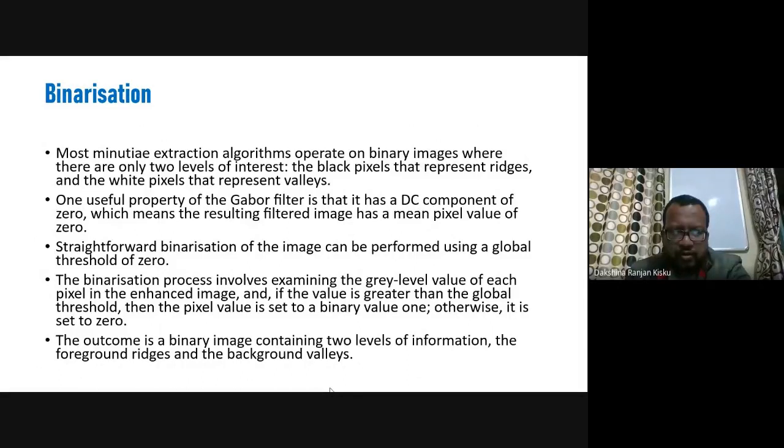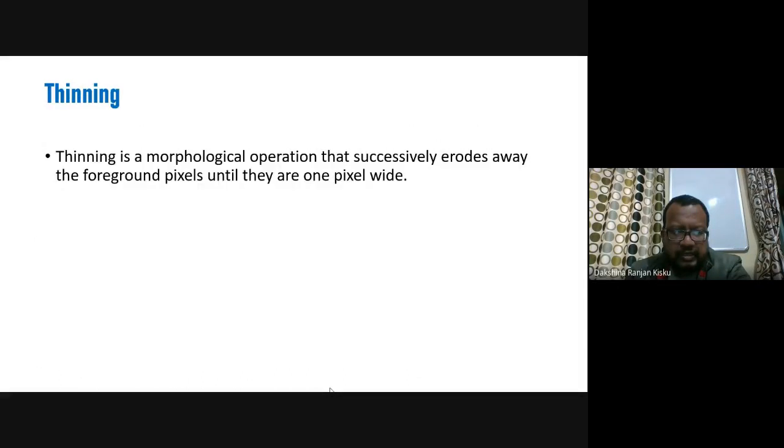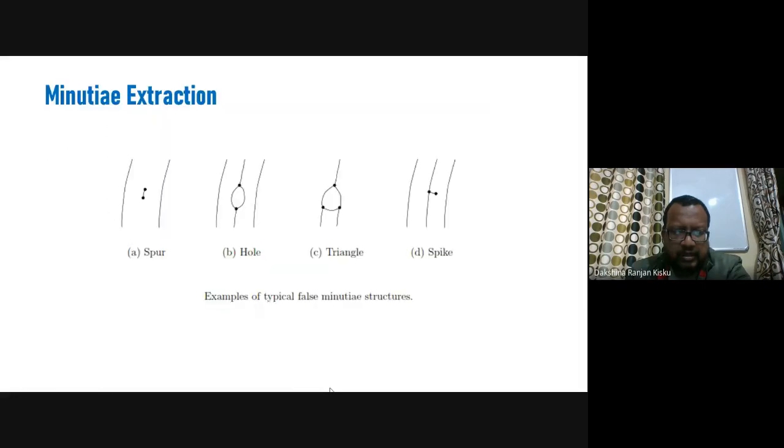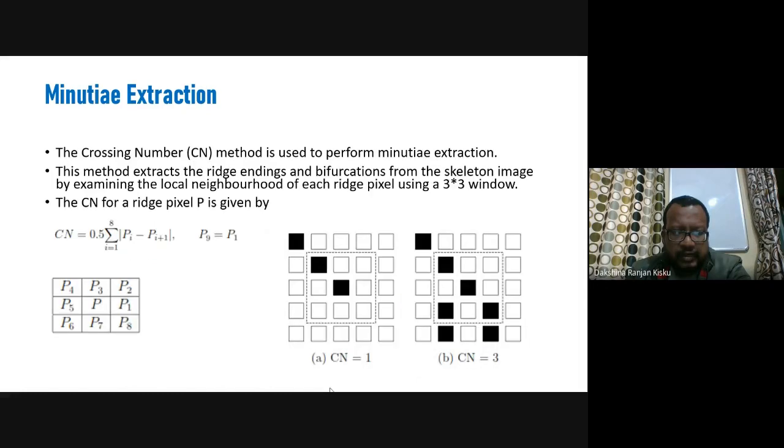Okay, so before recording, we have talked about binarization and then thinning. These are the spurious or false minutiae structures or minutiae points that we have talked about. And here we extract the minutiae points. So should I repeat these steps?